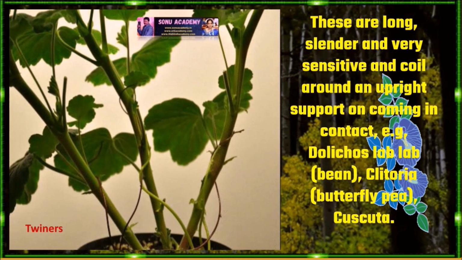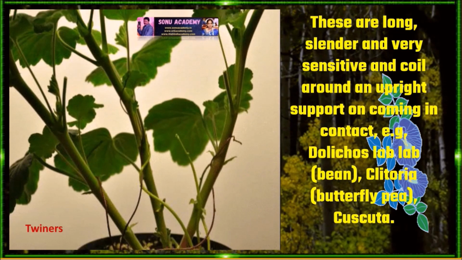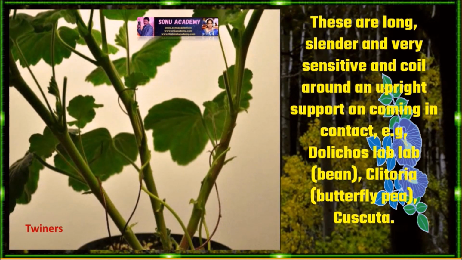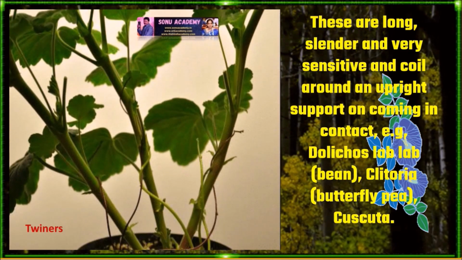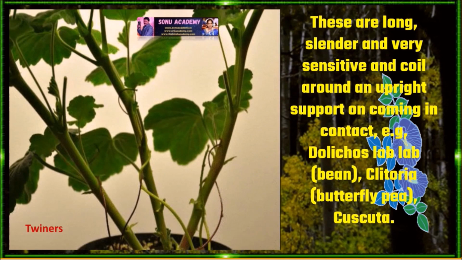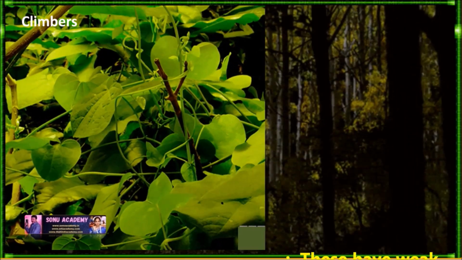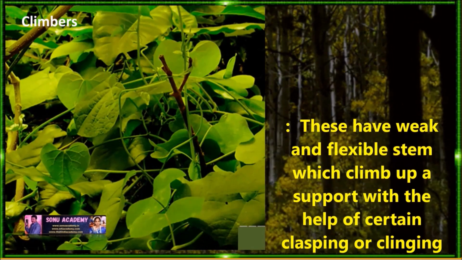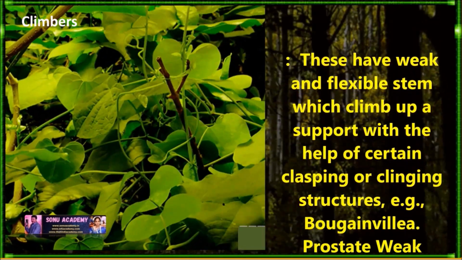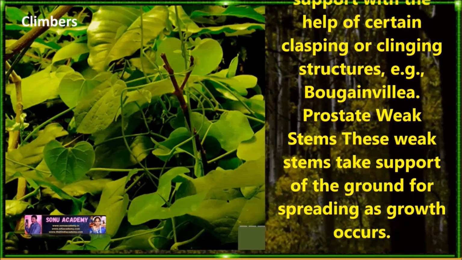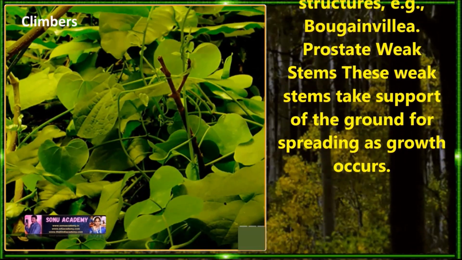Twiners are long, slender and very sensitive, and coil around an upright support on coming in contact. Examples: bean, butterfly pea, cuscuta, etc. Climbers have a weak and flexible stem which climbs up a support with the help of certain clasping or sealing structures. Examples: bougainvillea, etc.